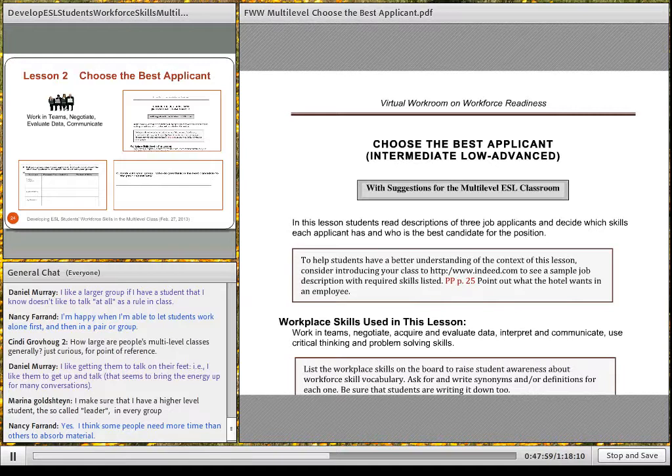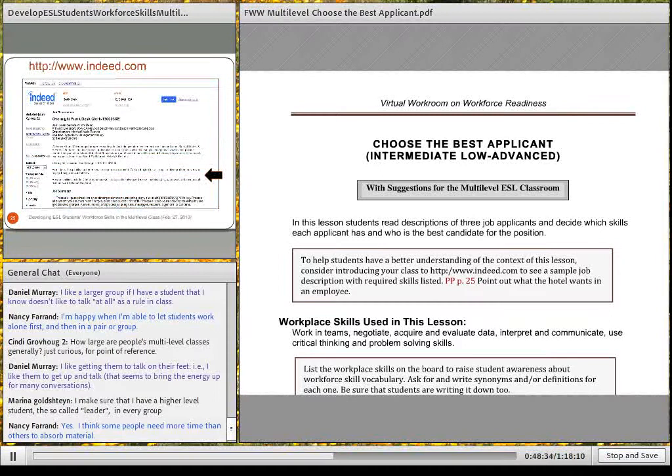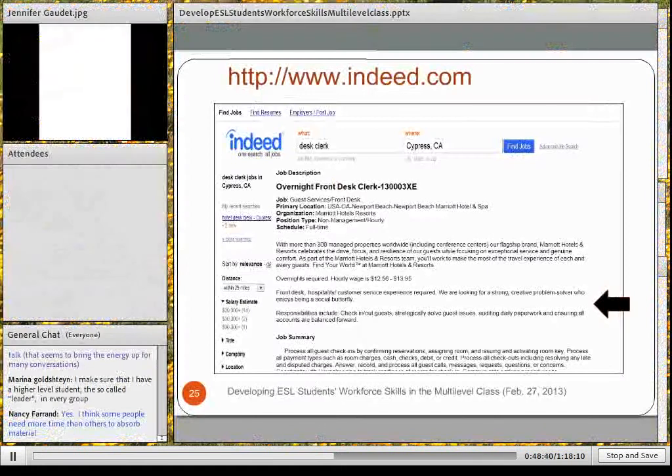Okay, all right, so in this lesson, students read descriptions of three job applicants and decide which skills each applicant has and who is the best candidate for the position. All right, and I added in this box here to help students have a better understanding of the context of this lesson. Consider introducing your class to http://www.indeed.com to see a sample job description with required skills listed. So let me go over here to slide 25, and I better make this larger so you can see.